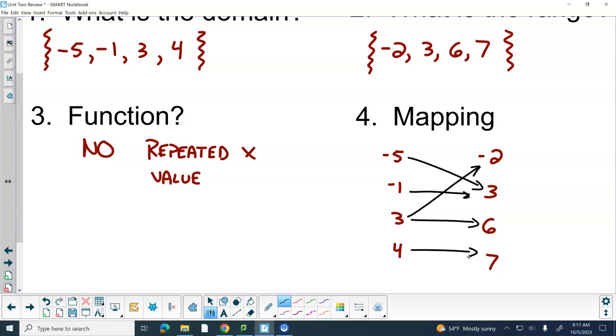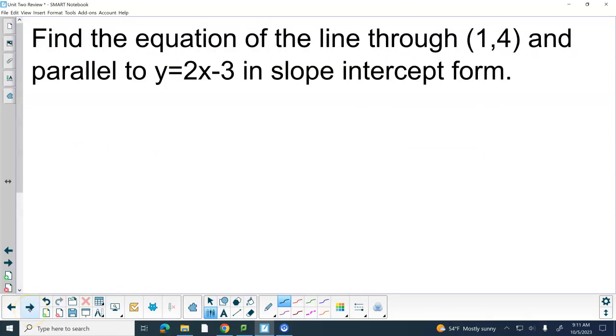Oh, what? -5 is less than x is less than 4. No, because that would say that we would have all of those numbers in between there, and because this was just points, we just want those specific numbers. Now I pick up what you're laying out. Okay. Any questions on that? Okay. There will be stuff like that on the test.